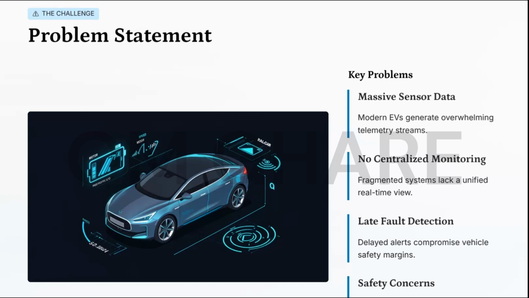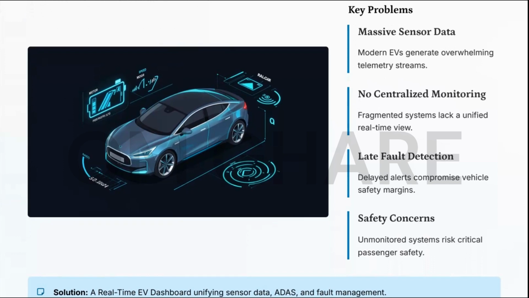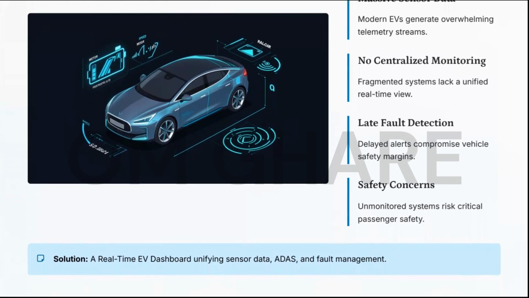The second challenge is the lack of centralized monitoring. When the information is scattered across multiple subsystems, it becomes difficult to understand the overall health of the vehicle. Another major issue is late fault detection. If critical conditions such as overheating, low battery, or nearby obstacles are detected too late, they can compromise both the vehicle reliability and the passenger's safety. This leads to the final challenge, the safety concern. A modern vehicle should not only display information but also help the driver identify dangerous situations before they become critical.